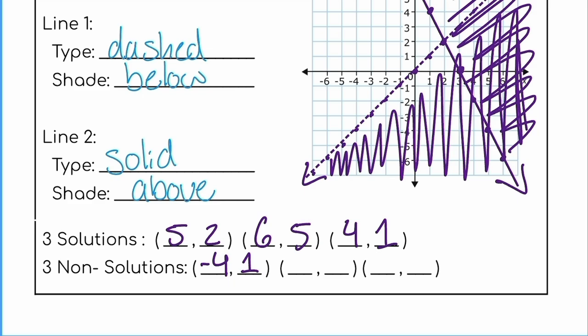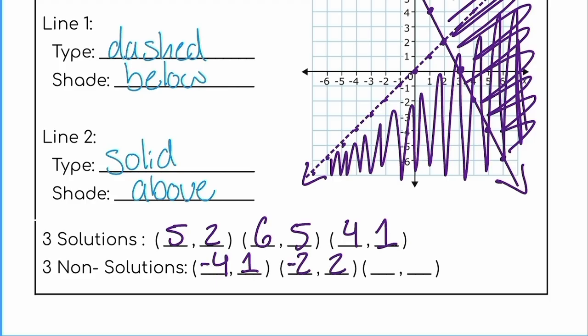-2, 2. So we don't want to say over because that's a slope, right? We want to say an ordered pair. So we're just going to say -2, 2. Okay? So we're going to go to the left 2. We're going to go up 2. That does not look like a solution to me.